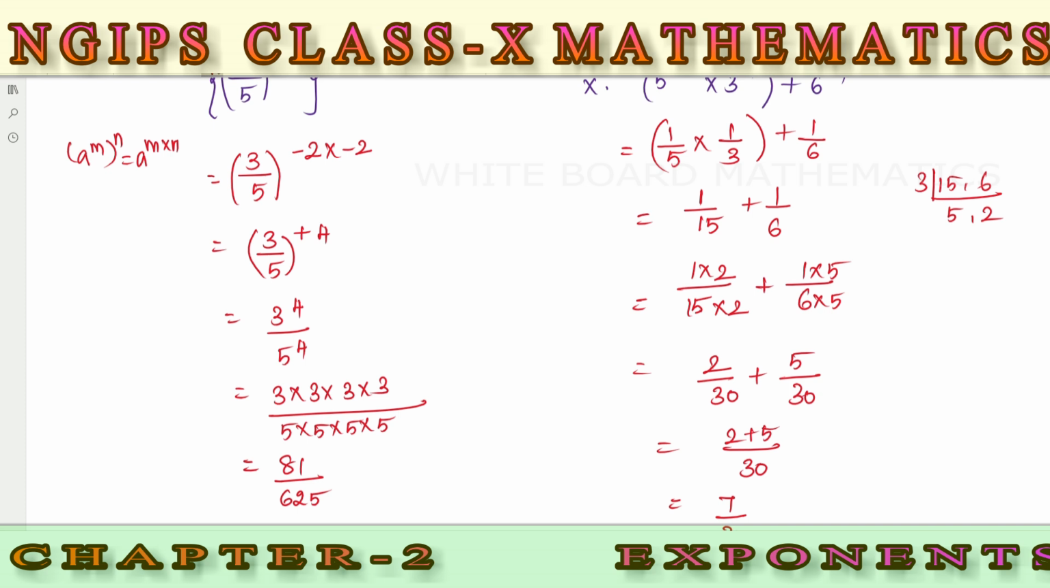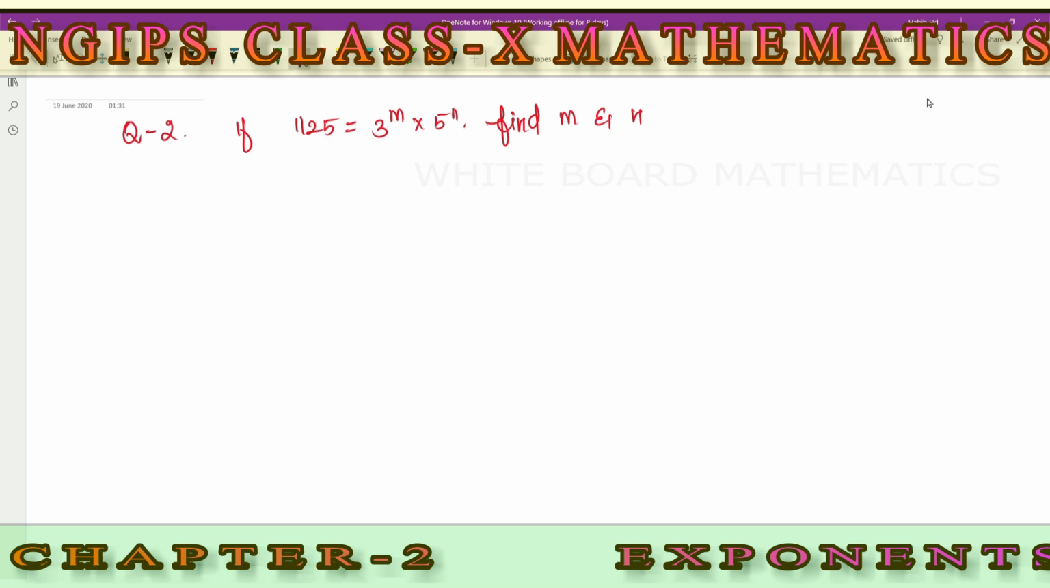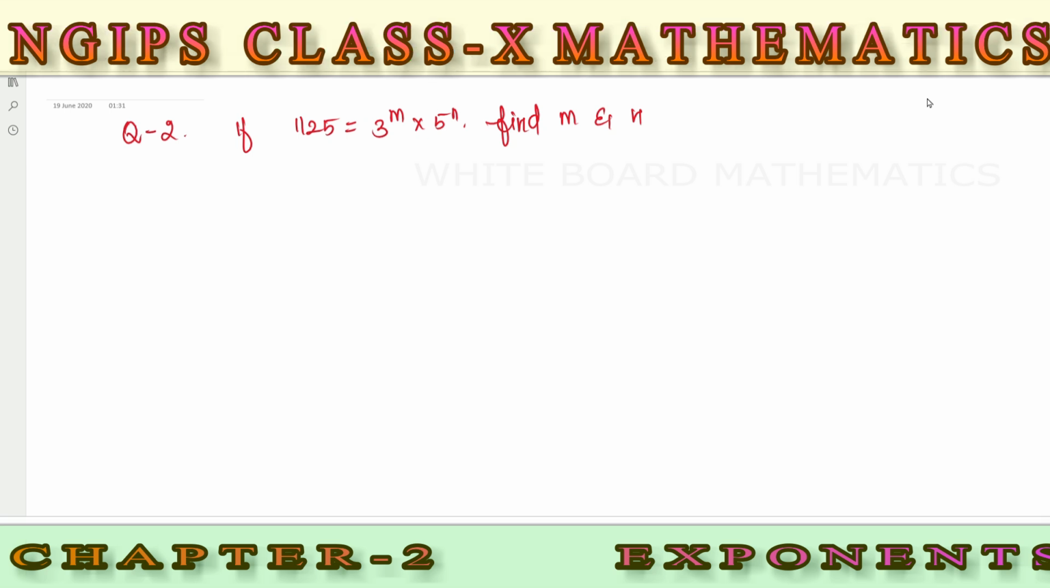Okay, now if you look at this question, if 1125 is equal to 3 power m into 5 power n, we need to find out the value of m and n. So now we are going to use prime factorization. So I can write 1125. When the unit digit is 5, I can take 5. 2 5s are 10, remainder 2, it will become 12. 2 5s are 10, remainder 2, 25. So 5 5s are 25 we will get.